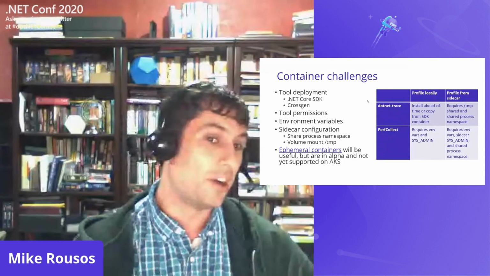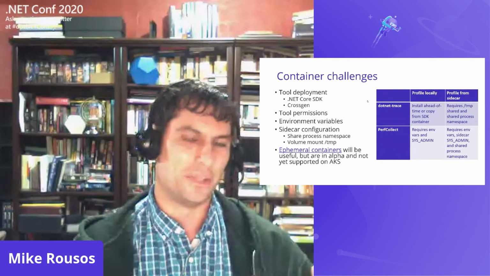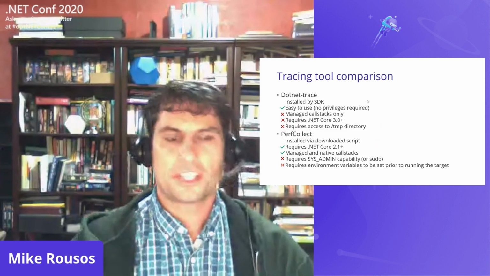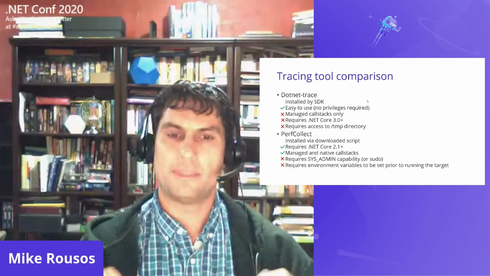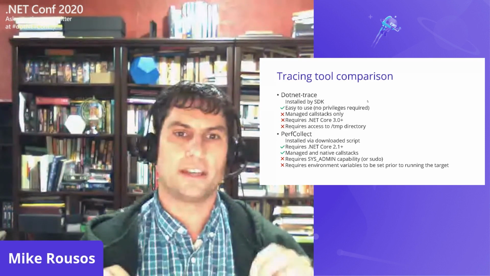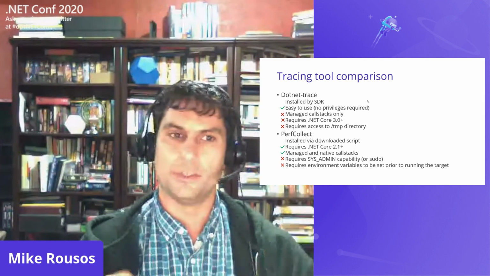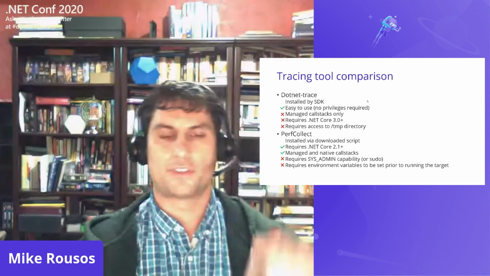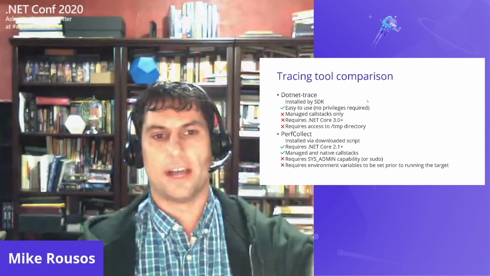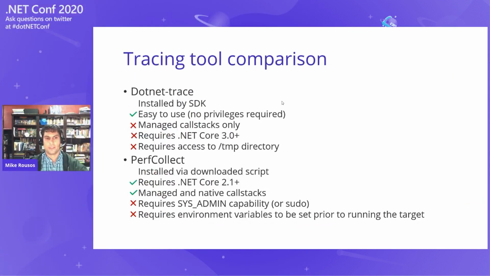So they're easier to get on the box, but they're a little bit trickier to use. So just kind of walking through these in more detail here. When you're talking about collecting a performance trace so that you can understand where time is being spent, maybe you've got a bottleneck, maybe you've got high CPU usage, the two tools you want to look at are .NET Trace and perf collect. And I've tried here to sort of summarize why you might choose one over the other.